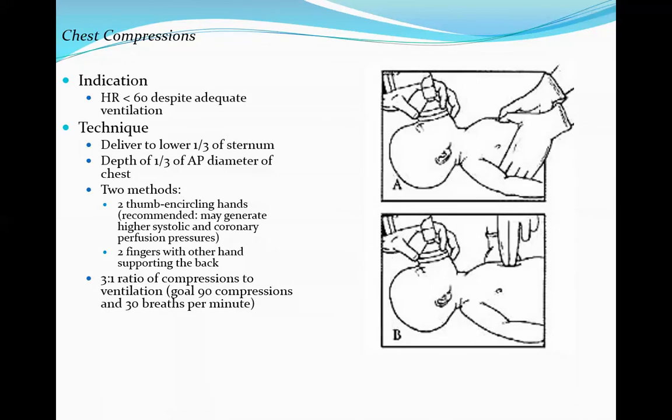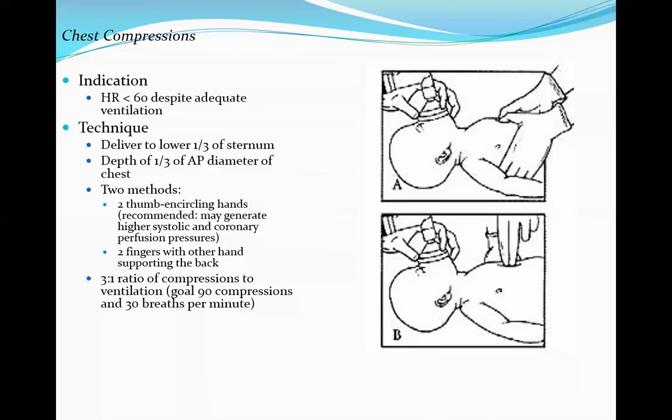For chest compressions, the indication is a heart rate less than 60 despite adequate ventilation. There are two techniques to deliver chest compressions. You want to first deliver to the lower third of the sternum, and the goal is a depth of one-third of the AP diameter of the chest. This figure shows the two methods on the top. Figure A is the two thumb encircling hands method, where you have your two thumbs on the front, reaching around the back, and squeezing down with your thumbs. This is the recommended method.